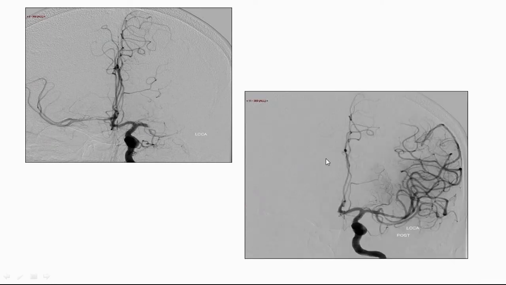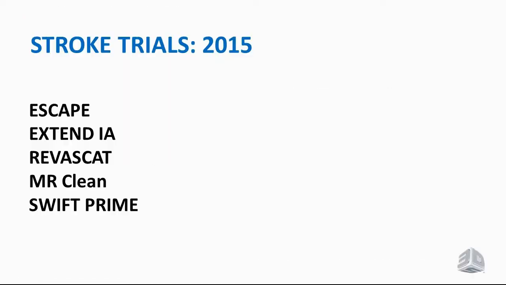So this is just a typical example of a left MCA occlusion. You can see the M1 cutoff here, and this is just a typical appearance after a single placement of a stent retriever. The clot just sort of seems to come right out.